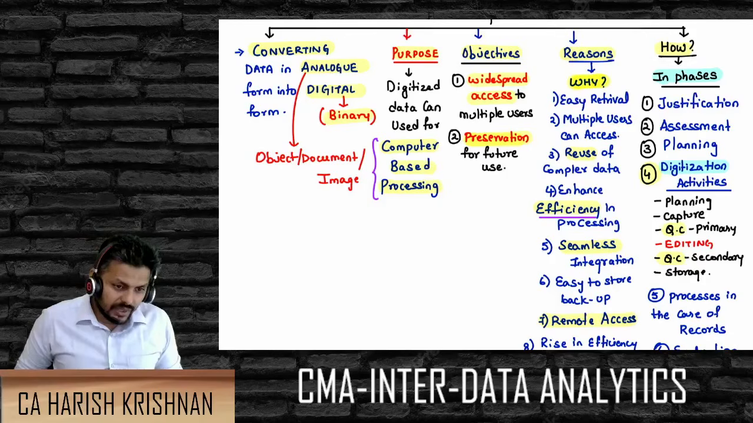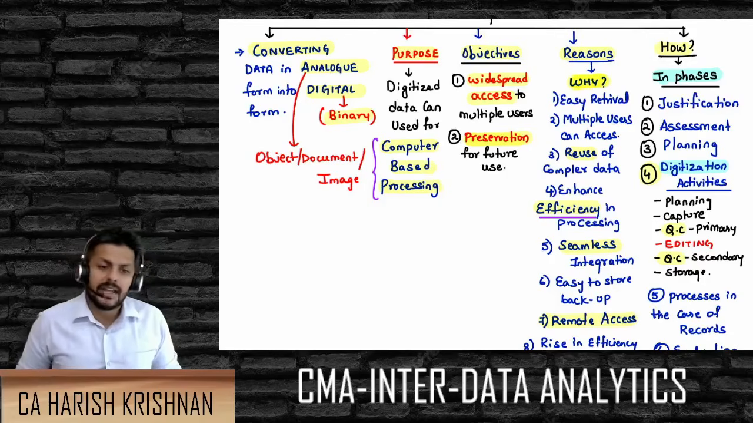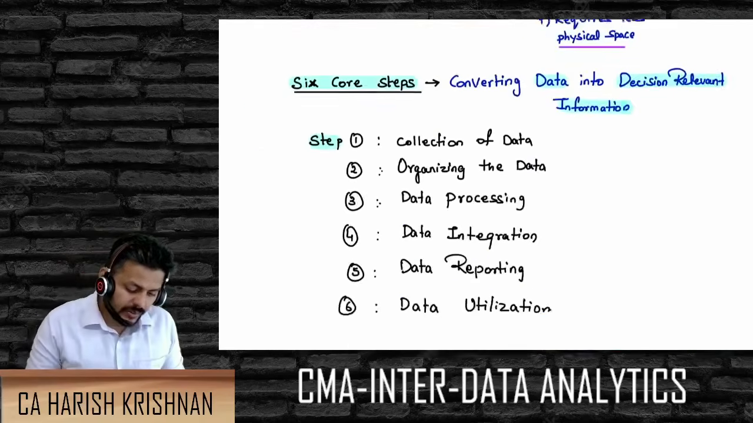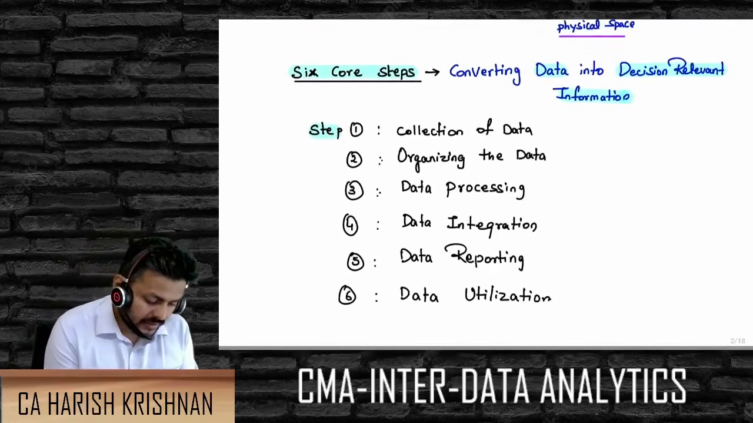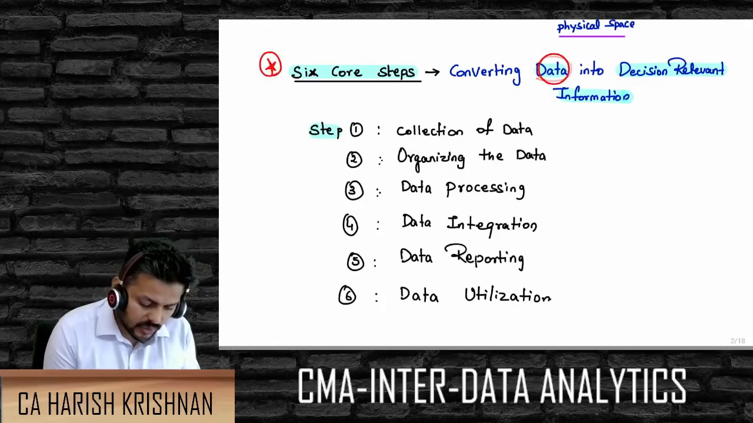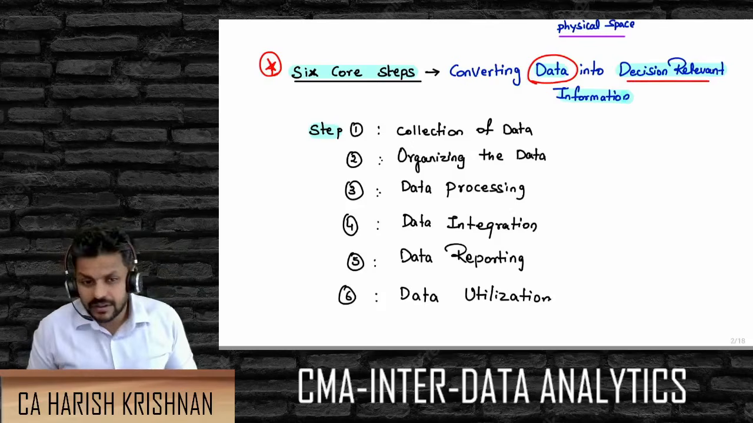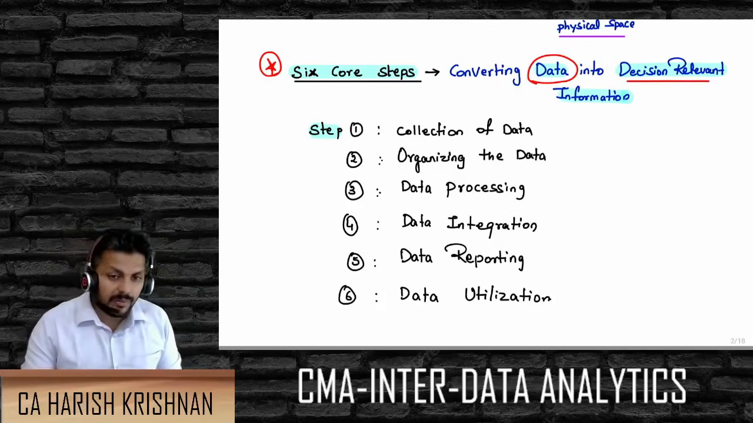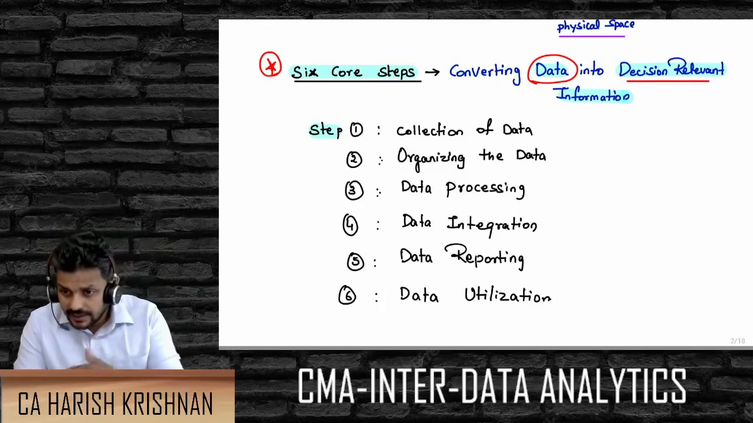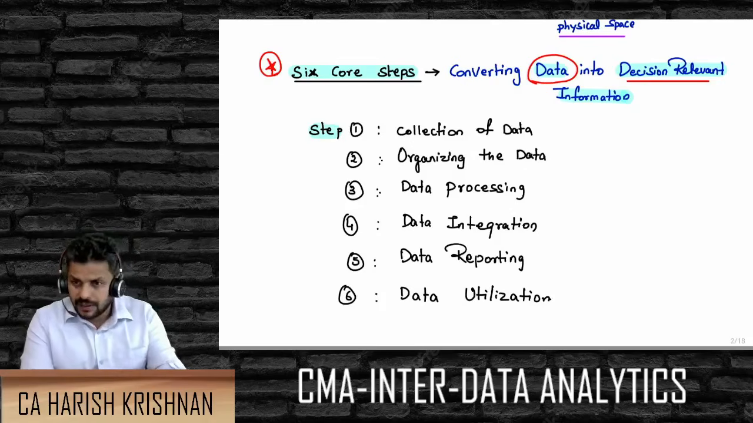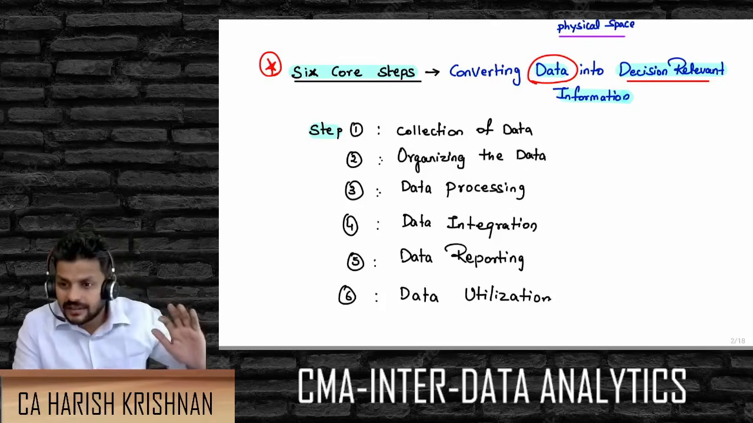Now, one of the very important points, a question asked multiple times in the exam, is this one. The 6 core steps that are involved in converting data into information. Converting what into what? Converting data into decision relevant information. Randomly doing something will not help. You have to convert data in such a way that it can be used. Guys, in the previous part where I discussed digitization, that is an exam question.